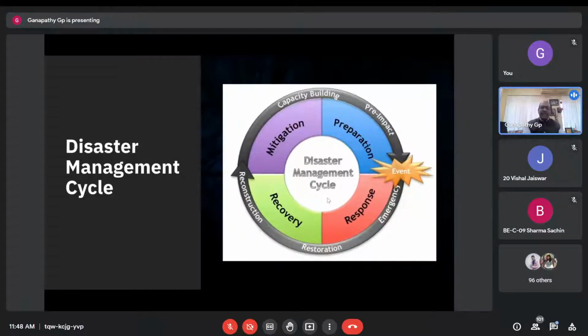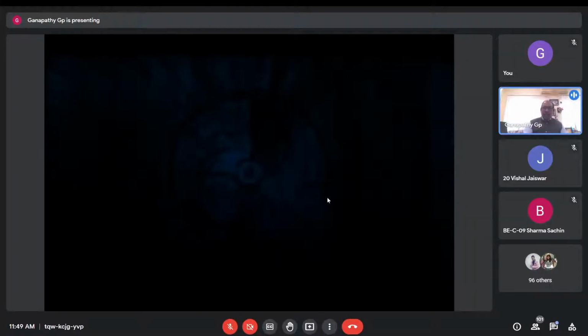So each and everything plays a major role when you are working from a disaster management perspective. You need to understand what the people's needs are. That's the rescue, relief, rehabilitation, and reconstruction. After that, we'll go for the risk reduction part and the preparedness part. Risk reduction is nothing but mitigation. You have to reduce the loss of lives, and mitigation is nothing but trying to protect people's lives.